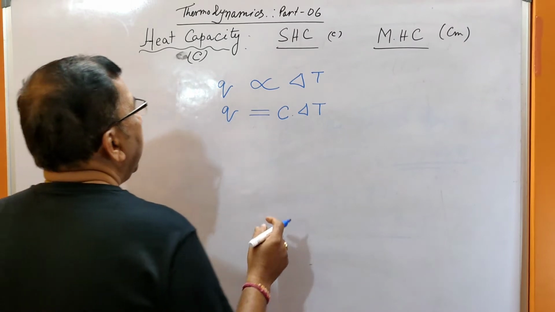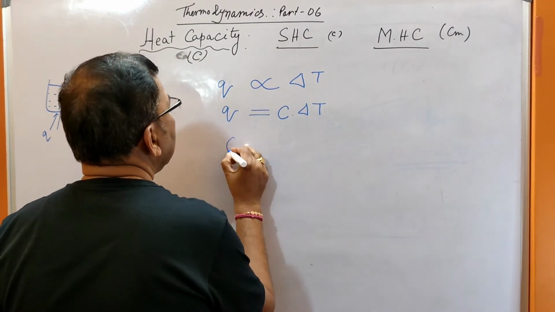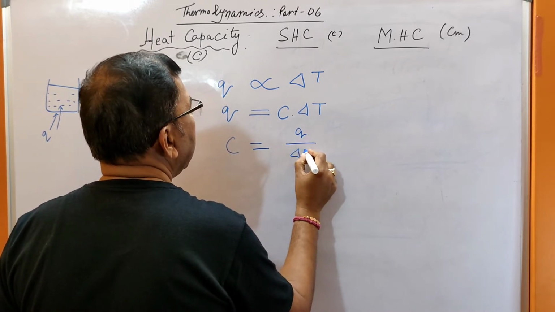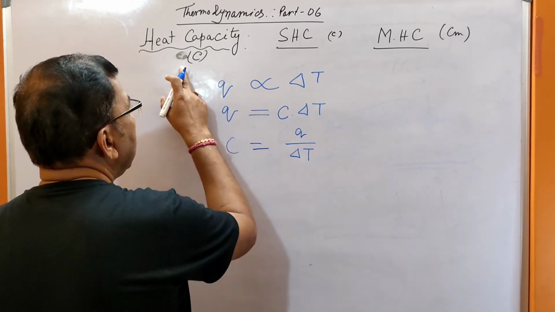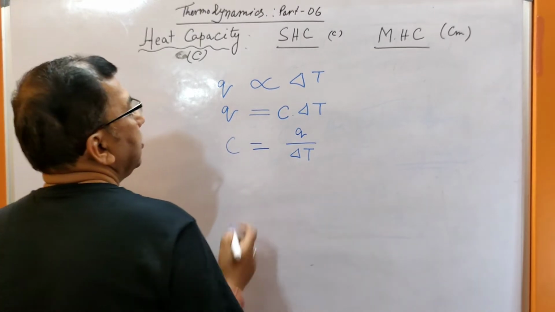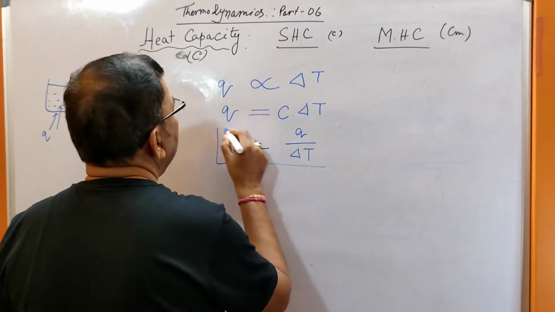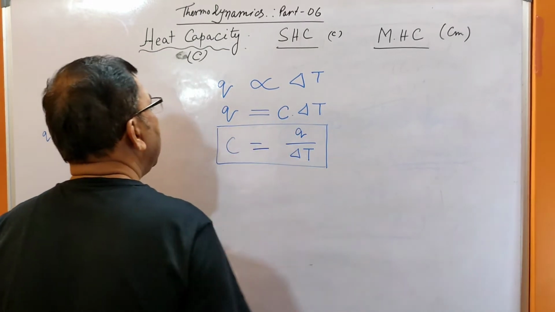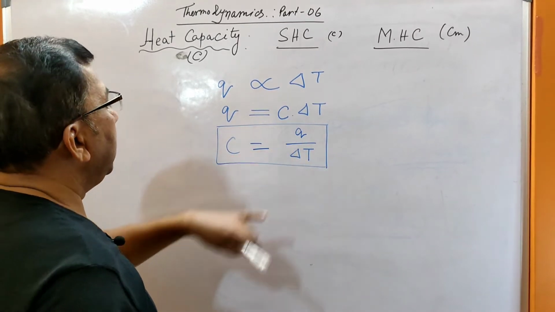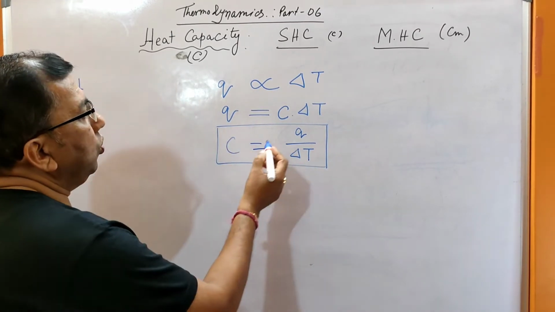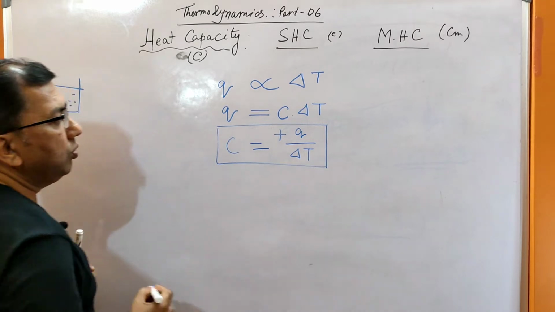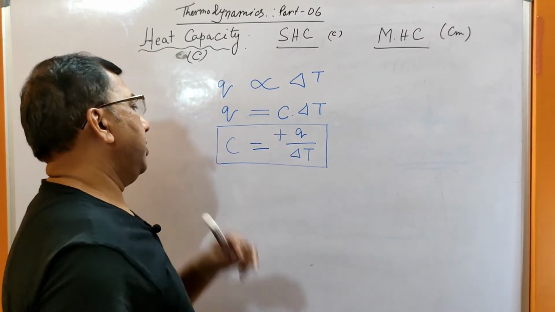So here we can get C equals Q by delta T. That is, the heat capacity equals Q by delta T. Clear? This is the definition of heat capacity. Here heat is absorbed by the system, so Q is always positive. You can say plus Q by delta T.